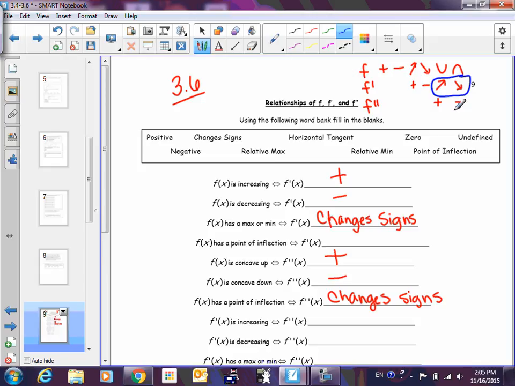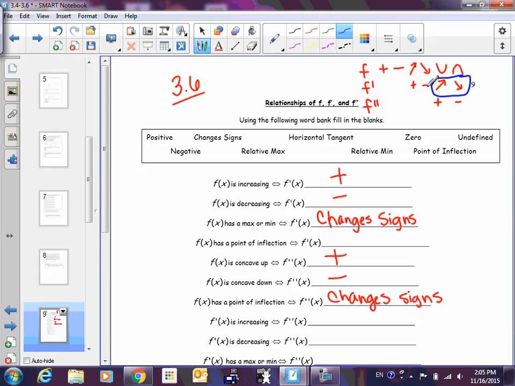So some of this you kind of just have already internalized. Some of this you haven't yet. That's where the chart will help. Okay, here's another way the chart helps. You can see here where we have an increasing to decreasing, we call that a relative max. When a function changes from increasing to decreasing, that is a relative max. That means F prime has changed from positive to negative.